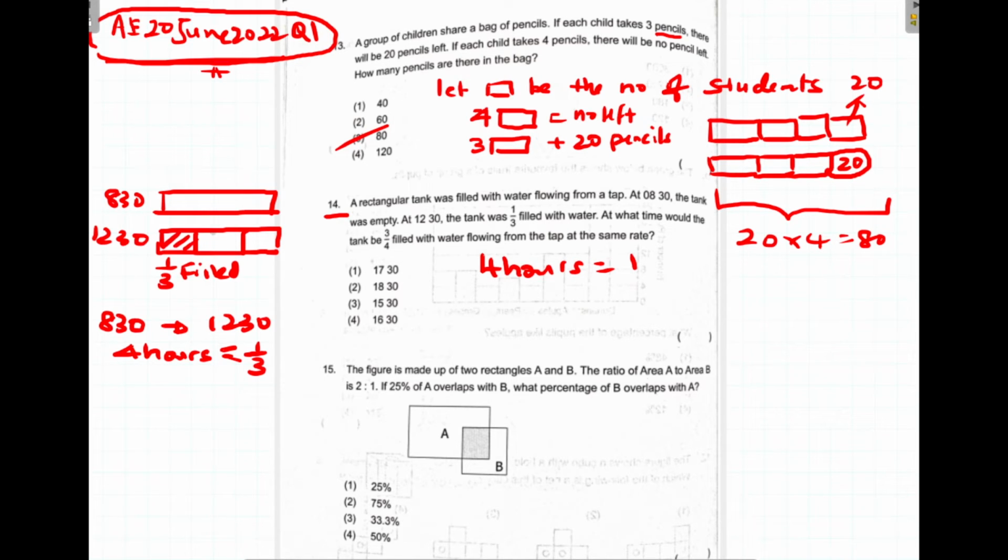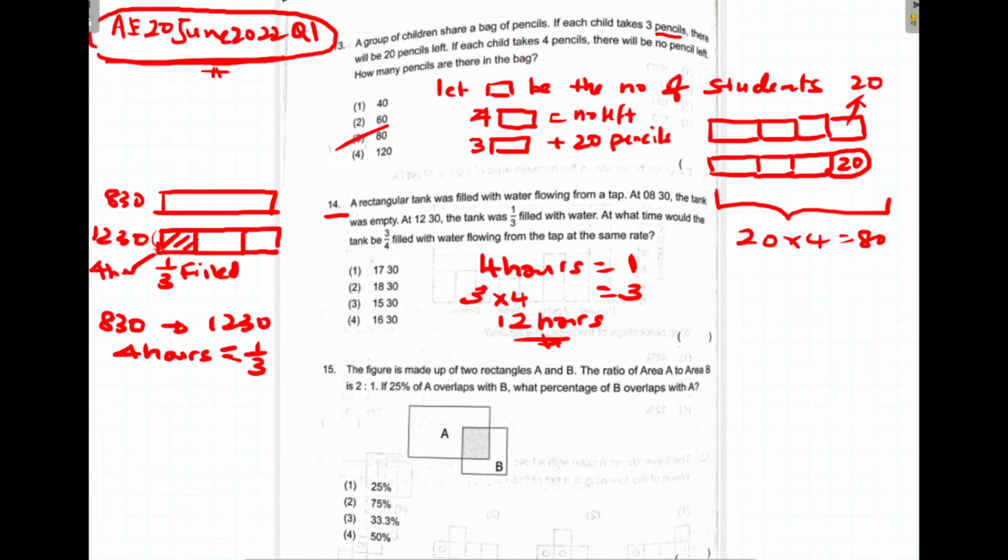So it means 4 hours, 1 unit, just to fill up this. This 1 unit here, you need 4 hours. And I know the whole tank is actually 3 units, right? So 3 units will need what? 3 times 4 equals 12 hours. To fill the whole tank, you need 12 hours.